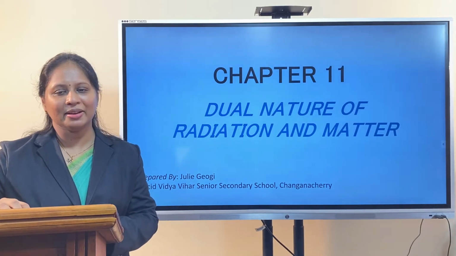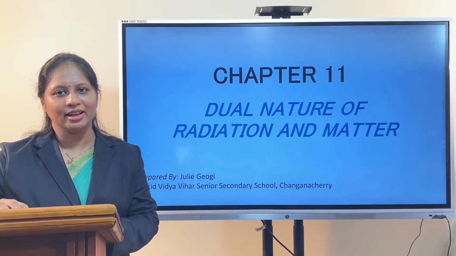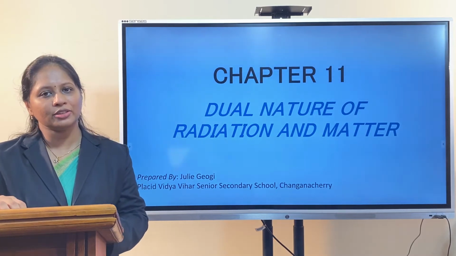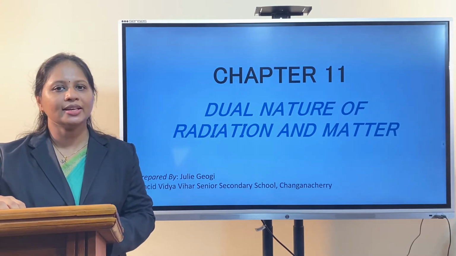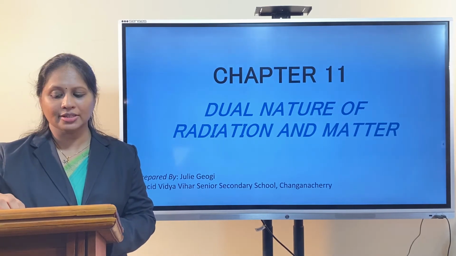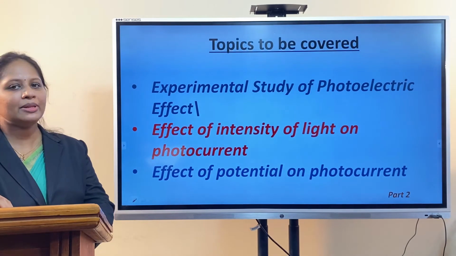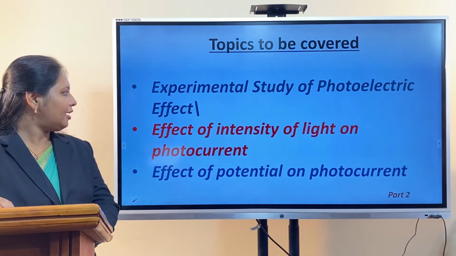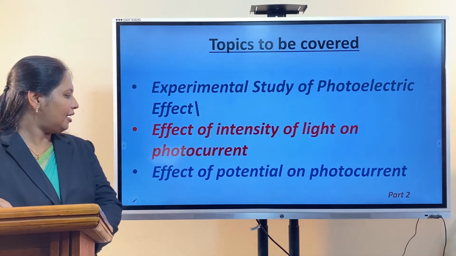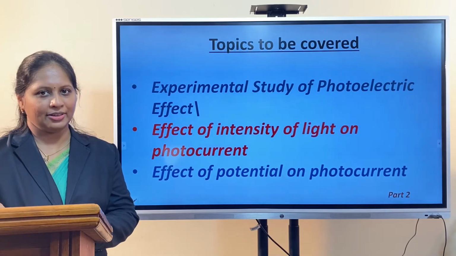Welcome back to the second part of Class 12 Physics, Chapter 11, Dual Nature of Radiation and Matter. In the first session, we had seen different types of electron emission and various experiments which led to the discovery of photoelectric effect, right? Today, we discuss the topics: experimental study of photoelectric effect, the effect of intensity of light on photocurrent, and the effect of potential on photocurrent.